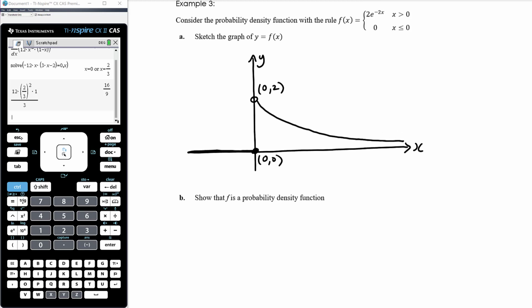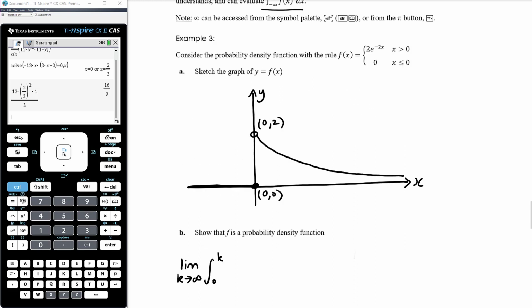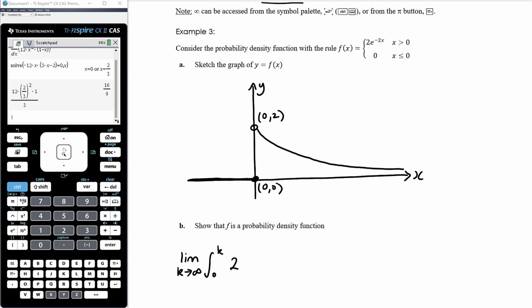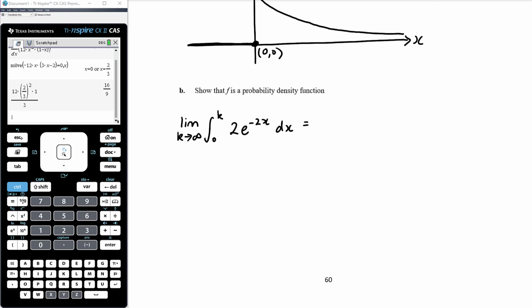Okay, show that f is a probability density function. So we're going to need to integrate from 0 to infinity. Okay, and mathematically that's not quite correct. So we're going to need to be taking the limit as k approaches infinity of the integral from 0 to k of our function, which was 2e to the negative 2x dx. Okay, so anti-differentiating an exponential. So we're still going to have the limit as k approaches infinity, so until we take that limit, it'll still be there.